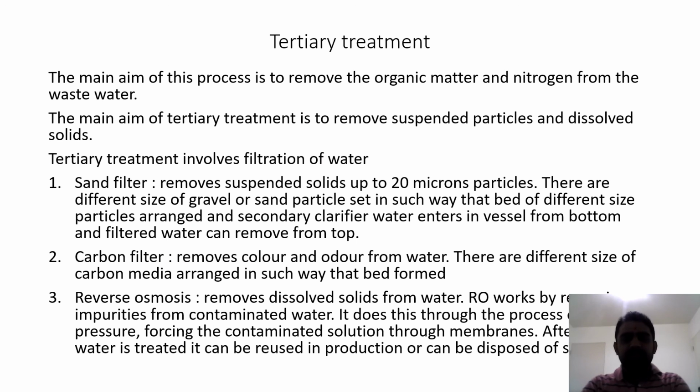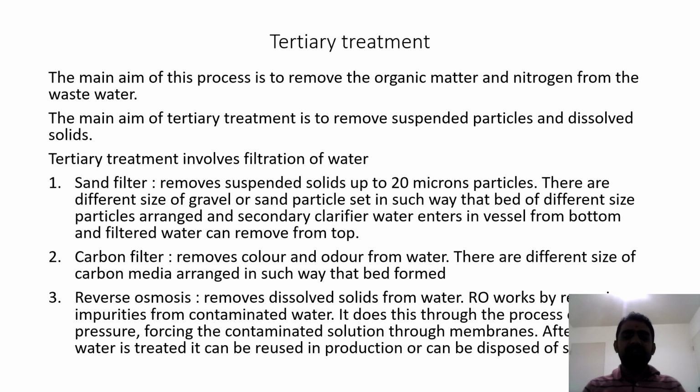Now tertiary treatment. Biologically treated water enters the tertiary treatment. Tertiary treatment generally involves sand filters, carbon filters, multigrade filters, and reverse osmosis. The sand filter can remove suspended particles up to 20 microns, and there are different sizes of stones and gravels present in the sand filter up to some height, so that water can forcefully enter from the bottom and reverse back from the top. Whatever suspended particles up to that size can be removed in the sand filter.